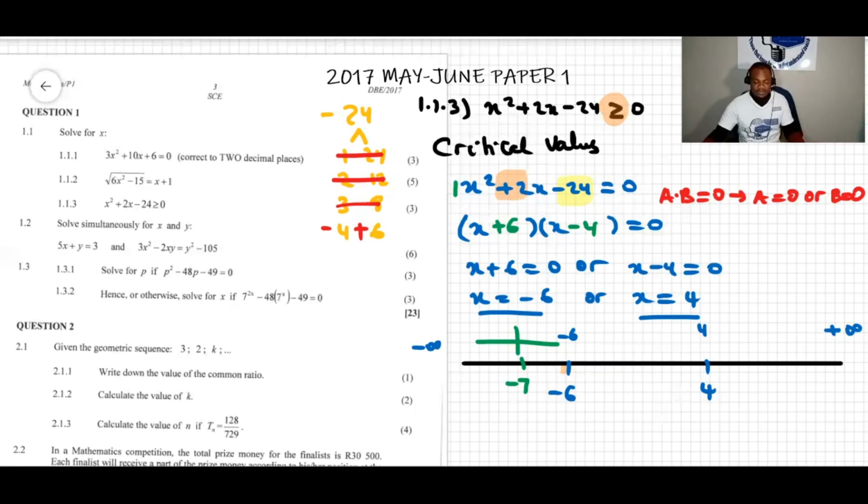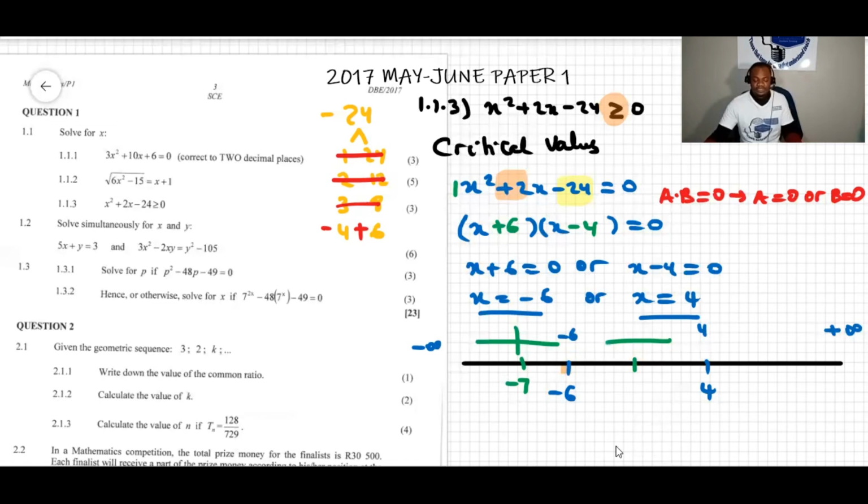I want to select a number in this interval. I prefer to take 0 because it's quite easier to work with. If I take 0, I'll sub 0 for x and 0 for x. I have 6 times -4, which is a negative answer, -24. Therefore, in this interval, the solution will be negative, regardless of the number you pick in this interval.